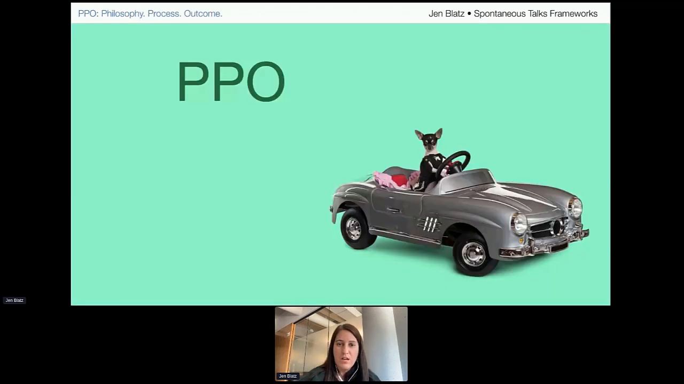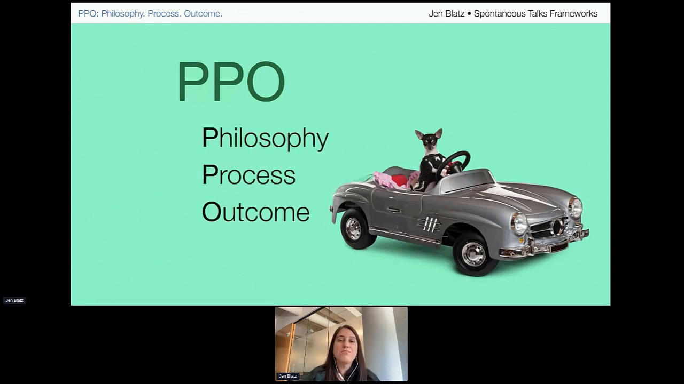So I want to talk about this framework called PPO, and this is philosophy, process, outcome. And I like this framework as a great way to answer job interview questions, especially those really tough ones where you want the person that you're talking to understand a little bit about your beliefs or your point of view before you go into the story.